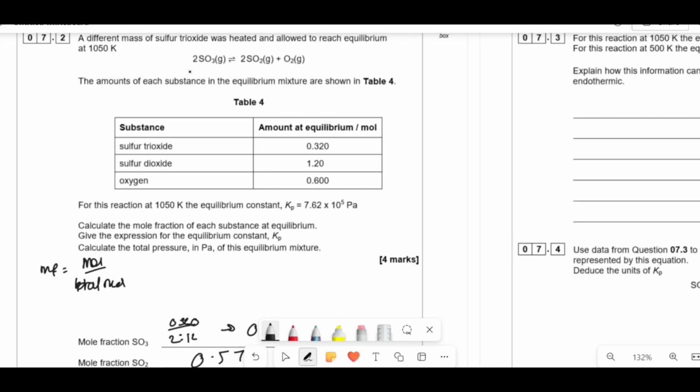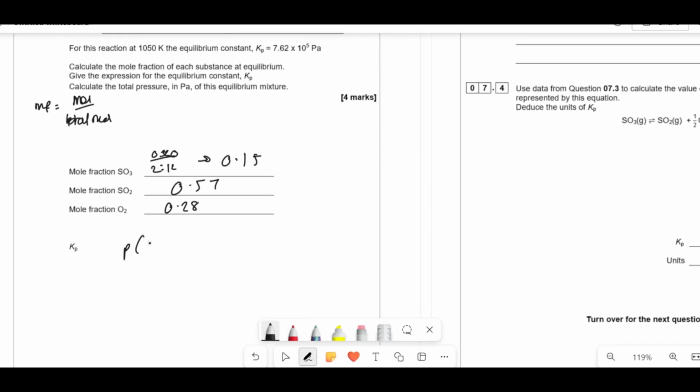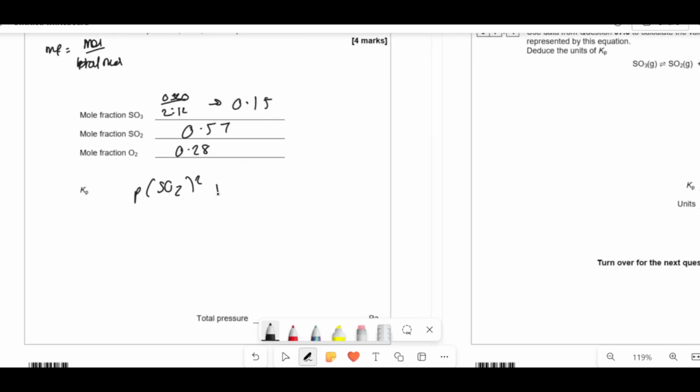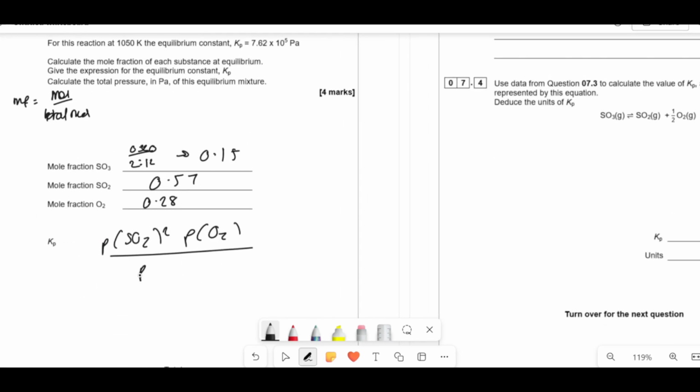So Kp, remember, depends on what these are, and it's all to do with partial pressures. So it's going to be your products: the partial pressure of SO2 all squared times the partial pressure of O2, all divided by the partial pressure of SO3 squared. Now we've only worked out the mole fractions. Partial pressure equals the mole fraction times the total pressure.